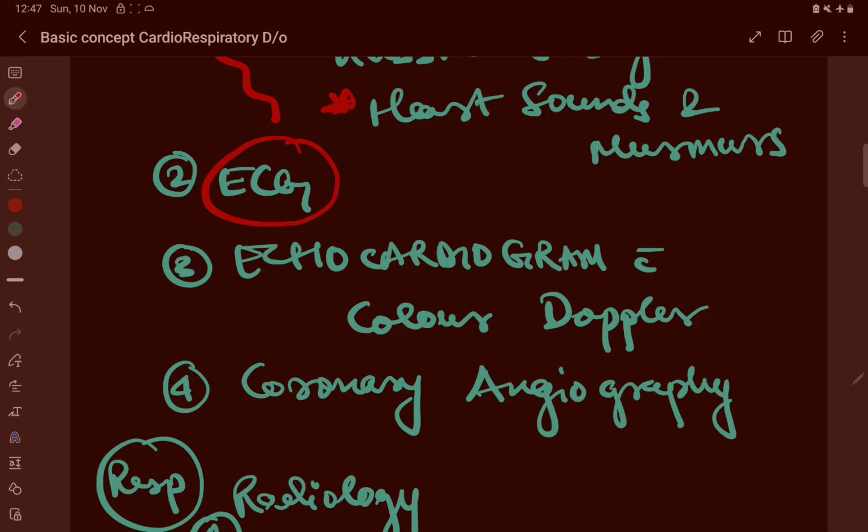Okay, so the P wave will show the atrial depolarization, then the QRS complex will show ventricular depolarization, then there is the T wave, that is ventricular repolarization. So this is a wave: P wave, Q, R, S, T.